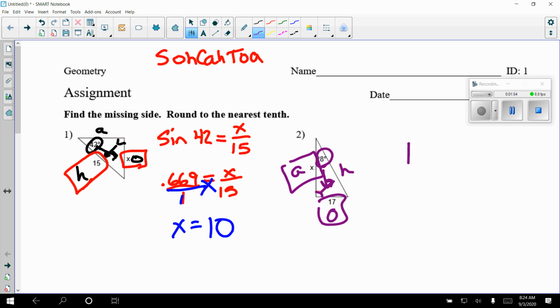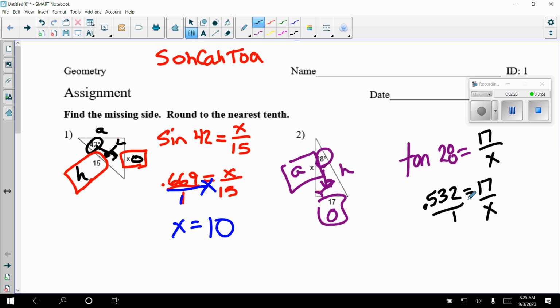O and A. So the tangent of 28, and it's opposite over adjacent. Well, the opposite, if I could read my own writing, is 17. The adjacent is x. Okay, opposite over adjacent. So go to my calculator, tangent of 28, 0.532. Remember, 3 decimals in the middle, equals 17 over x. So I put that over 1, and I'm going to cross multiply now.